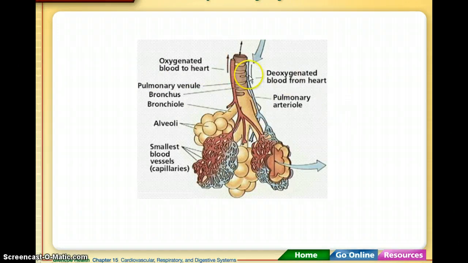this vessel here, and that was your pulmonary venule. Okay, your vein, because it's rich oxygenated blood, it's going back to the heart. Okay, so that's the main thing. That's why it's red, because it's rich oxygenated blood. So that was 21.